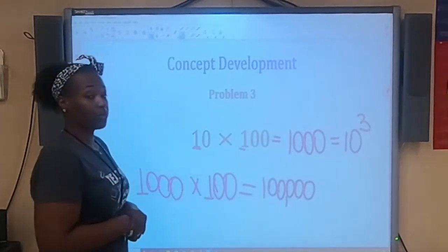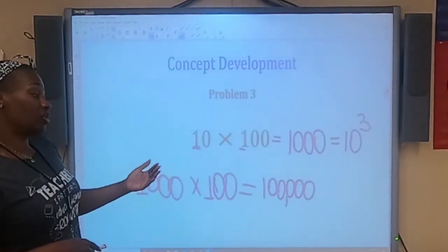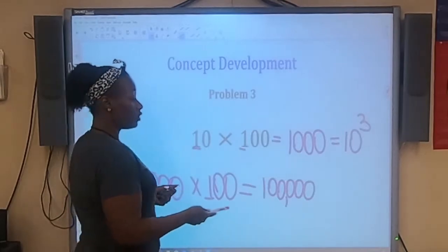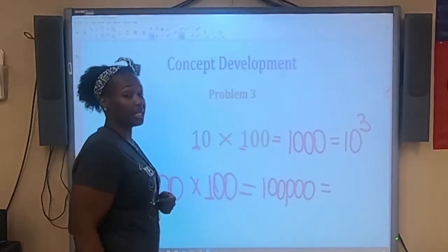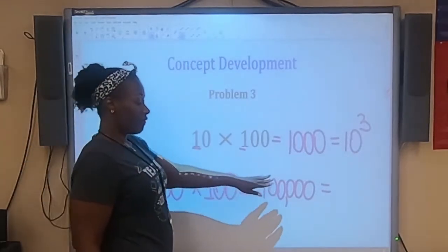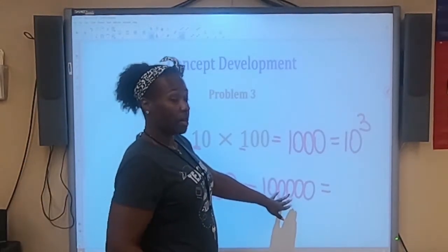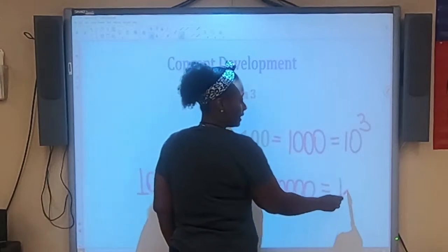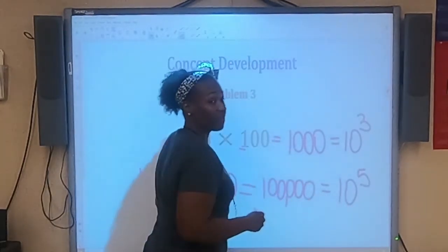So there's our standard form. And then if I asked you to write it in exponential form, you should know that your exponent is 5 because we have 5 zeros in my standard form. So my exponential form will be 10 to the power of 5.